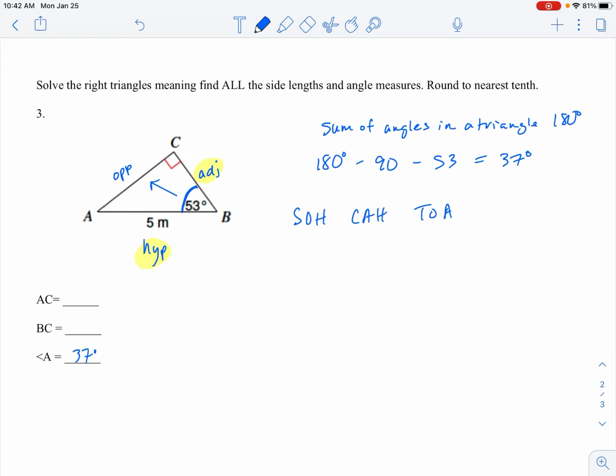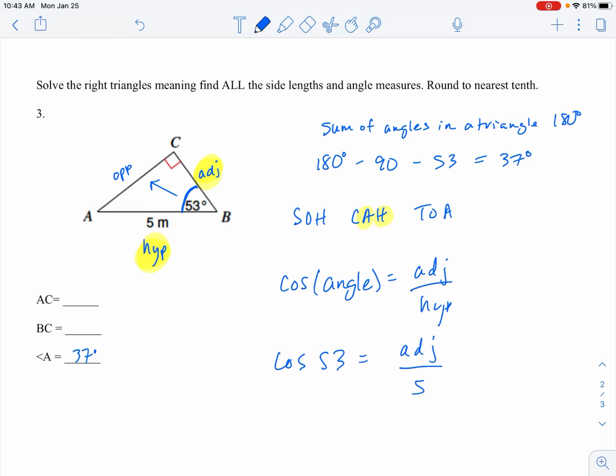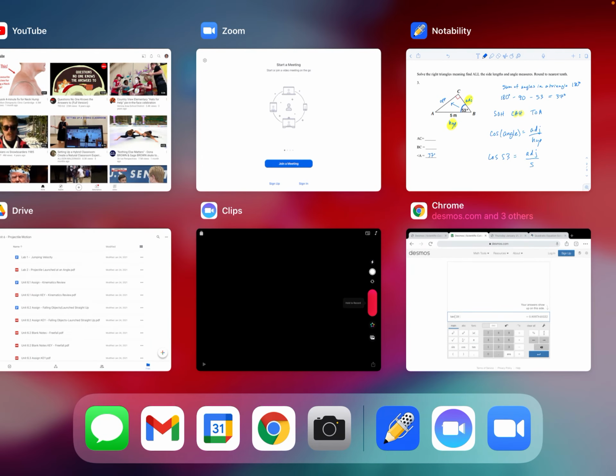Do I use sine, cosine, or tangent? Well, I've got adjacent and hypotenuse. Adjacent and hypotenuse. So I'm going to use cosine. So I'm going to say the cosine of the angle is equal to adjacent over hypotenuse. So the cosine of 53 equals adjacent over 5. So now again, I need my calculator.